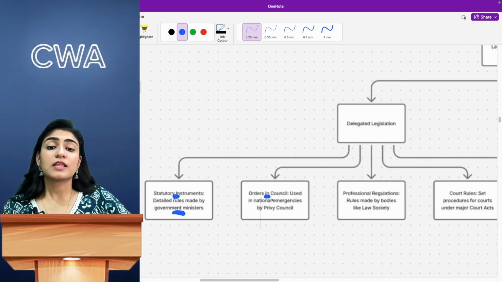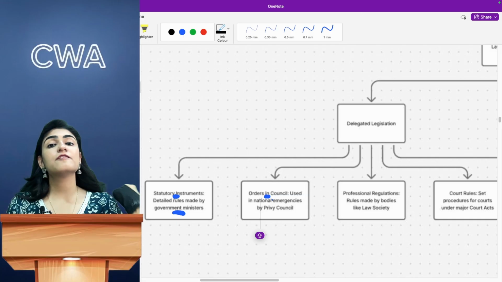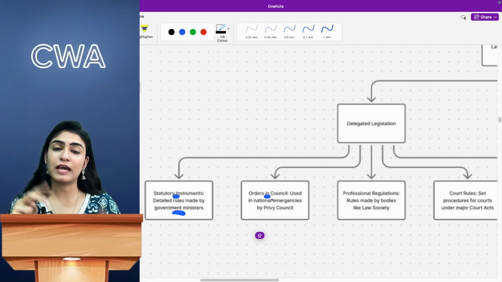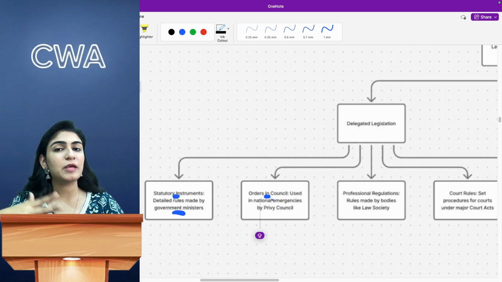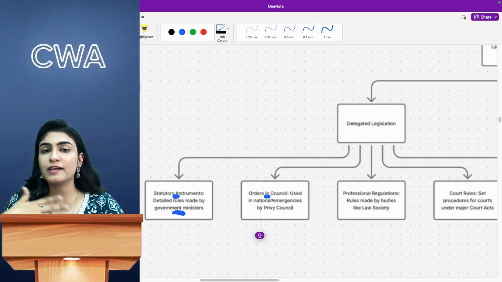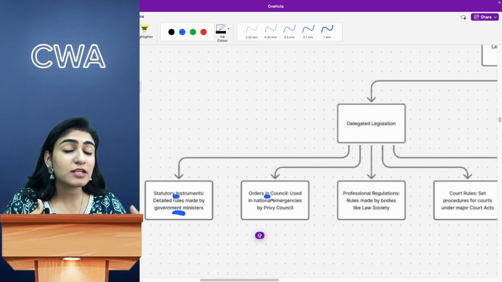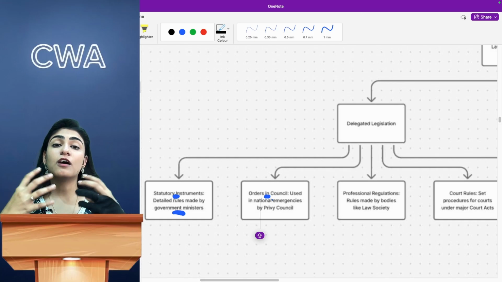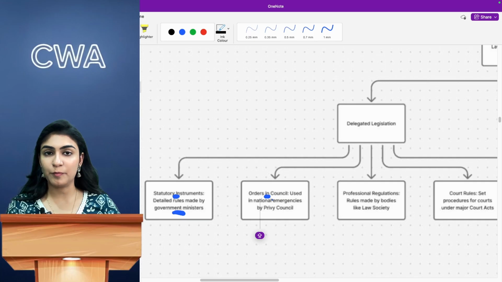Orders in council, this particular branch under delegated legislation, is to be used only in case of emergencies. If any law is to be made at the time of emergency, the order in council is the right committee, or the right people, who make law in the time of emergency. For example, in case of COVID, suddenly there were lockdowns implemented, there were so many restrictions implemented. In fact, globally lockdowns were implemented, correct?